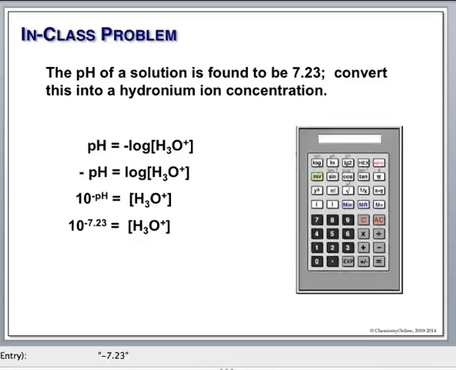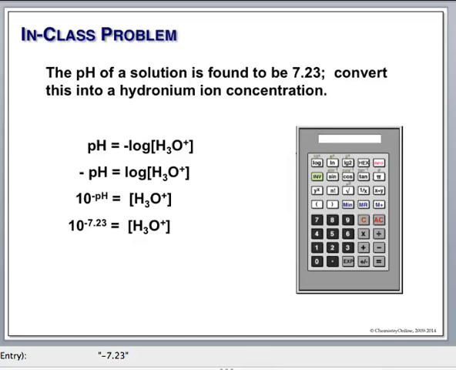This is what my calculator looks like. Yours is different. On my calculator, I have a button labeled log, and above that, I have 10 to the x. Many calculators have a 10 to the x separate key. On some of them, like this one, you have to push the green button first.